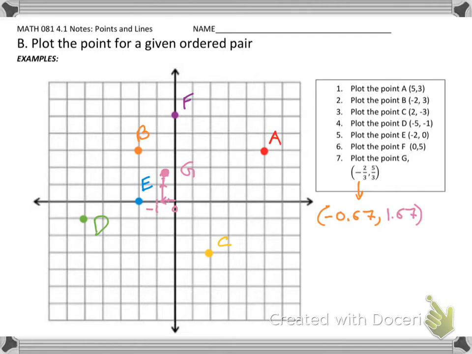Okay, and again, the vast majority of the time on a test or especially online, you're not going to be asked to graph a point that is associated with a fractional or decimal number, but it's still a skill that you should be able to master. All right, that's it.